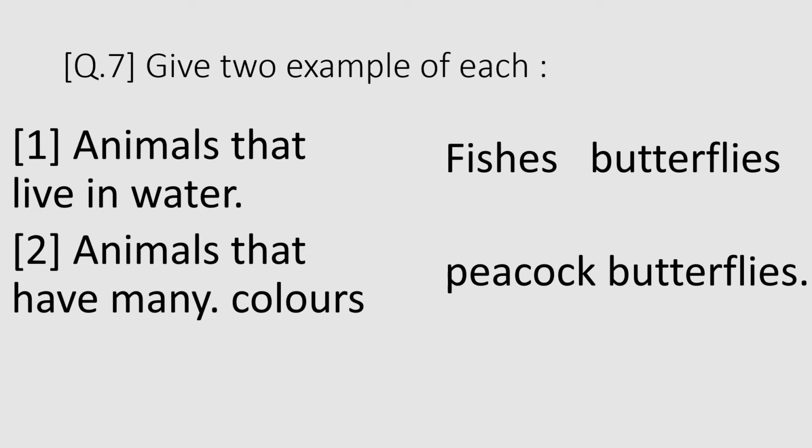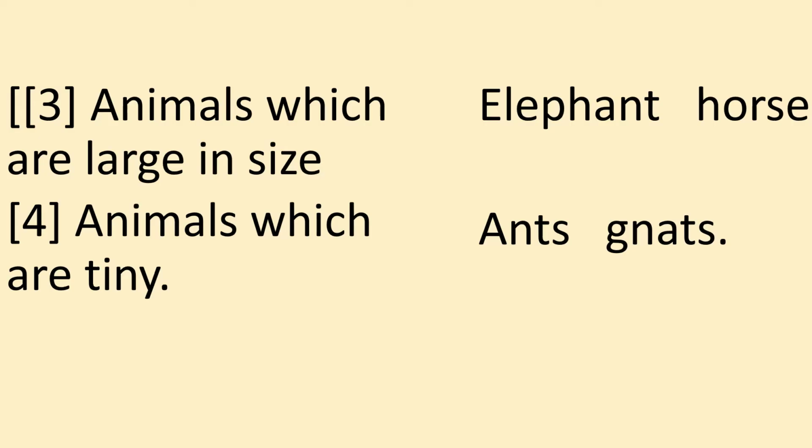Answer, peacock, butterflies. Third, animals which are large in size. Answer, elephant, horse. Fourth, animals which are tiny. Answer, ants and gnats.